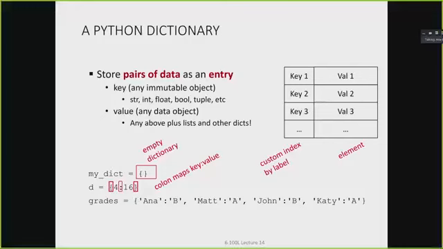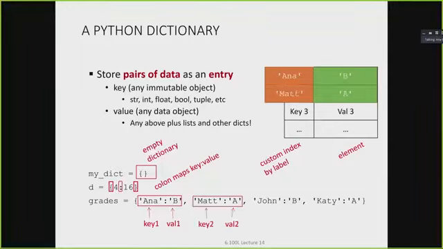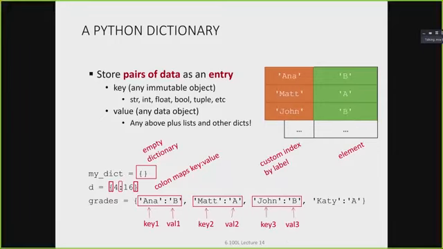So here I'm creating a dictionary. Again, open and close curly braces starts my dictionary, and it has 4 entries in it, and each entry is separated by a comma. My first entry maps the key Anna to the value B. My second entry maps key Matt to value A. Third entry maps key John to value B. And the last entry maps key Katie to value A. So this is a dictionary that essentially maps strings to other strings.